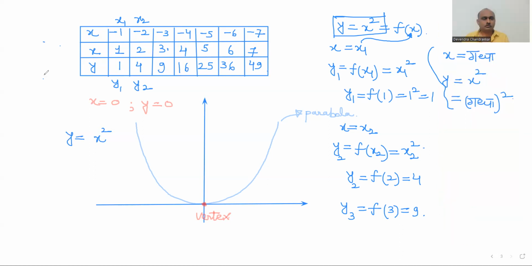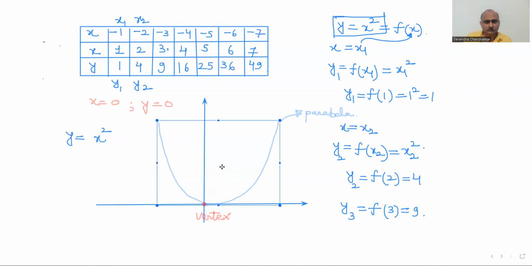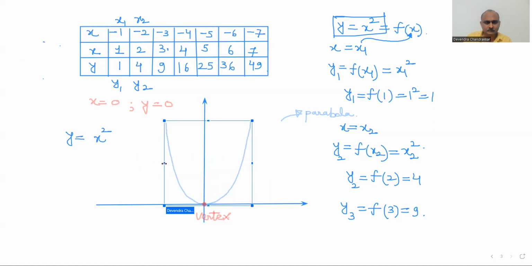So this is how you write the corresponding values of y for a given value of x. ठीक है? So थोड़ा सा ये curve जो है ना, this curve in this case will be like this. This is how it will look like. ठीक है? So if I draw it here.